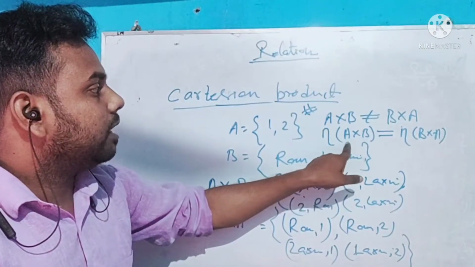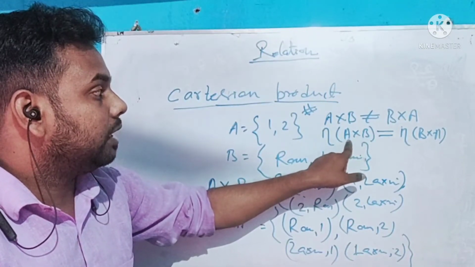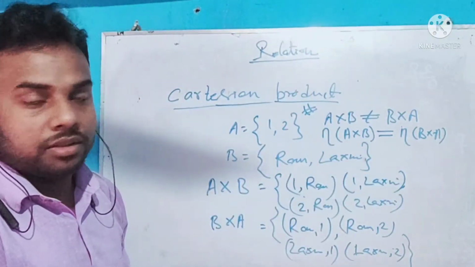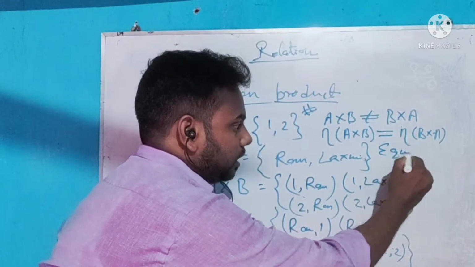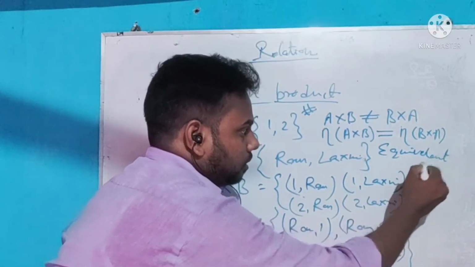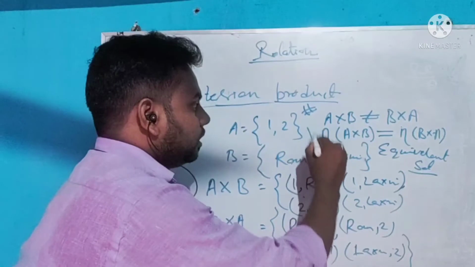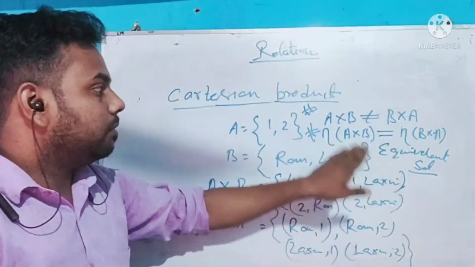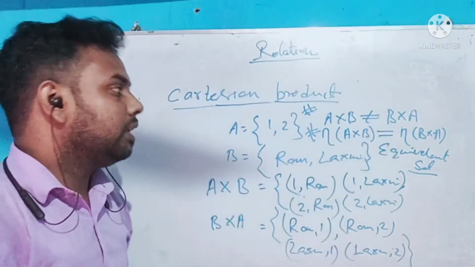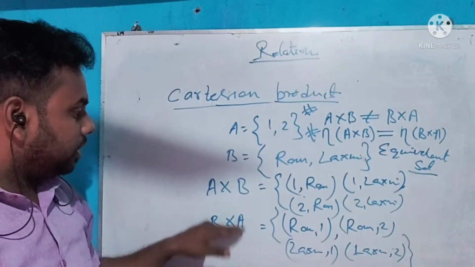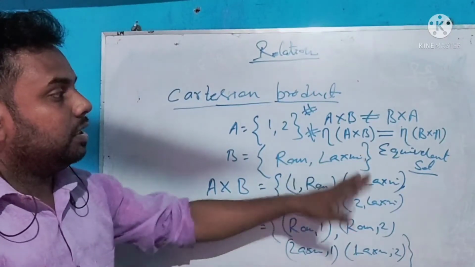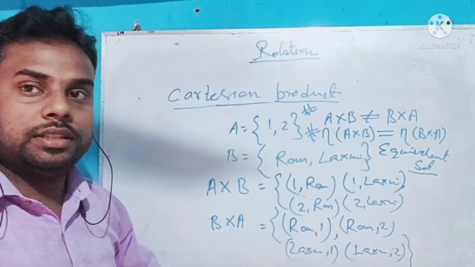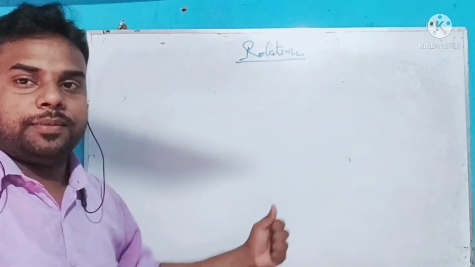So the cardinal number of both sets, the Cartesian product of A and B and the Cartesian product of B and A, is equal. So it is an equivalent set. This is also an important thing: the Cartesian product is not commutative, but the cardinal numbers of A Cartesian B and B Cartesian A are equal, so they are also equivalent sets. Is it clear?